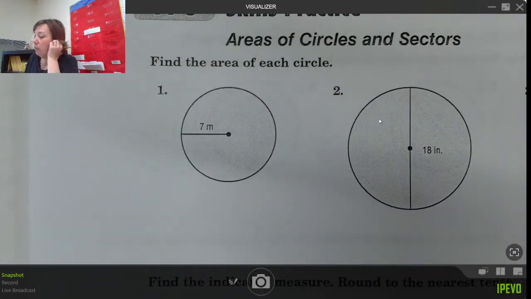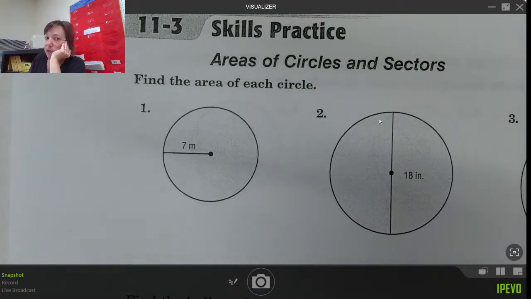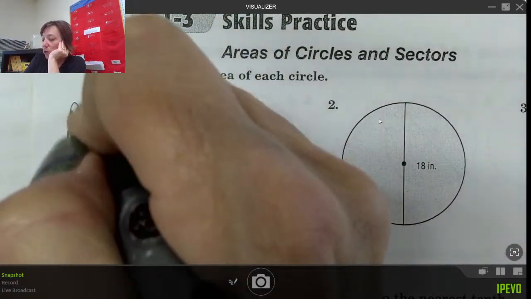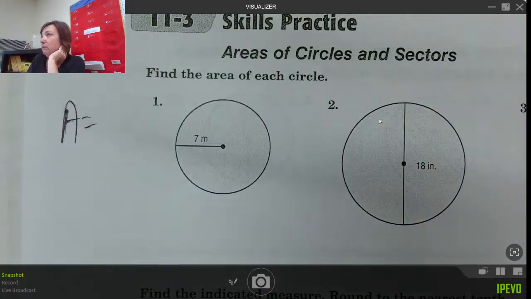Okay, so on 11-3, we're talking about areas of circles and then sectors. And we'll get to the sector part in just a minute. But let's talk about the area of circles first. So to find the area of a circle, we've already talked about this pattern.